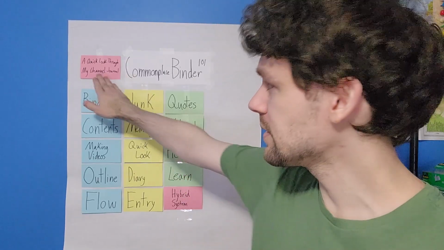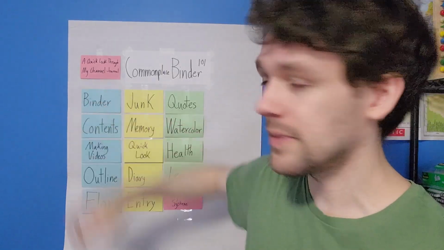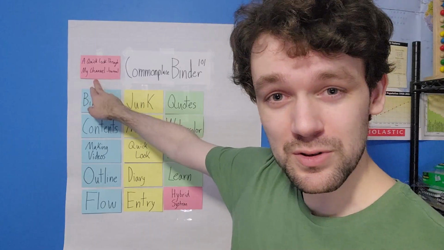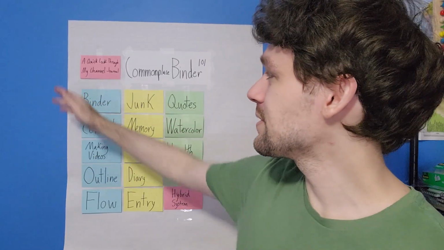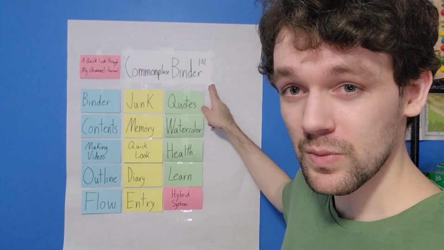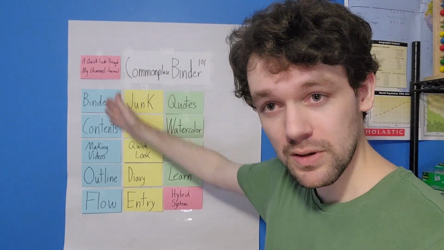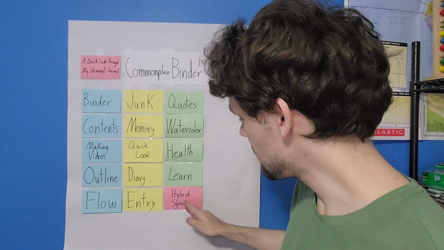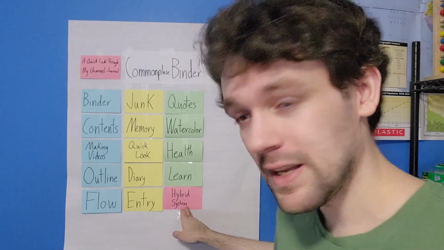But yeah, this was a quick look through my commonplace journal. I meant to say channel journal. So this was a quick look through my channel journal from the Commonplace Binder 101 playlist. Let me know what you thought about the different colors, with this being the channel title and this being the title up next. So, yeah.